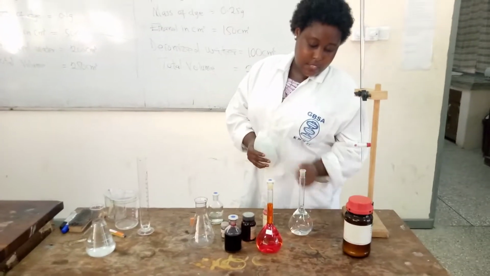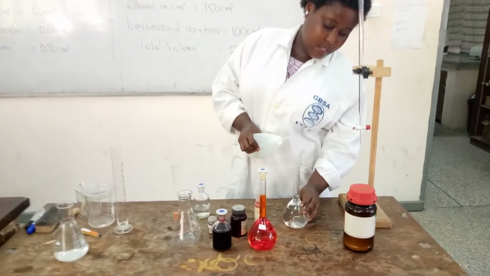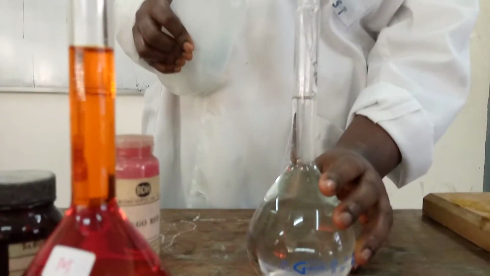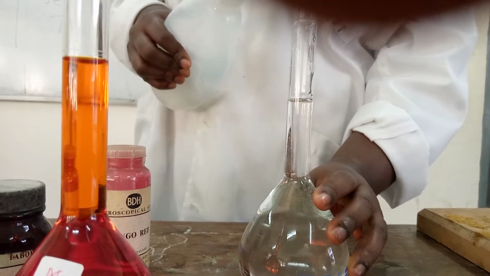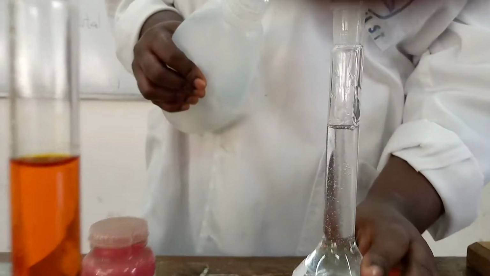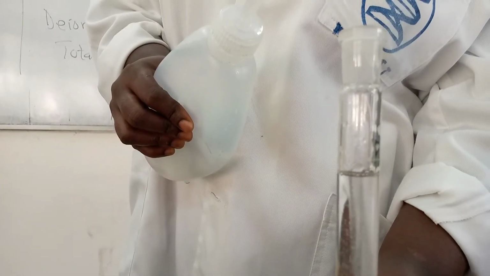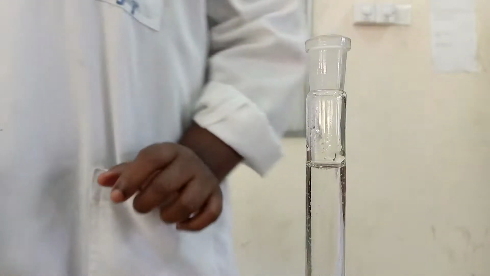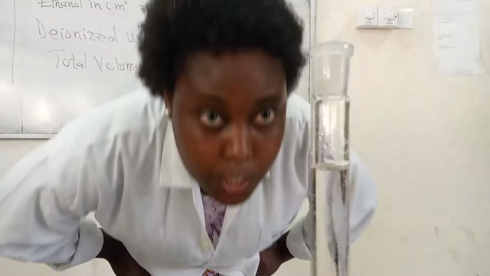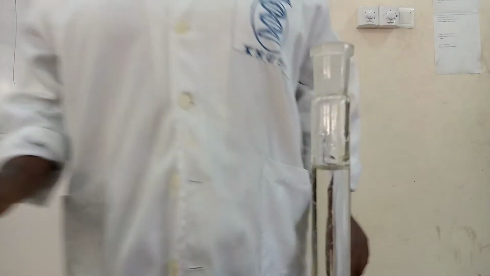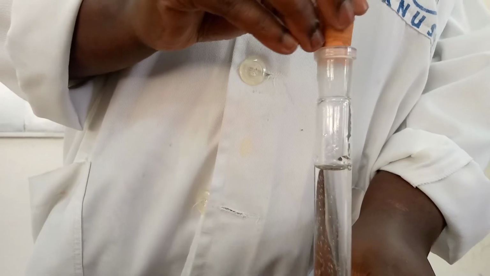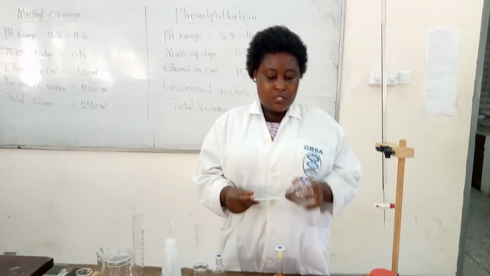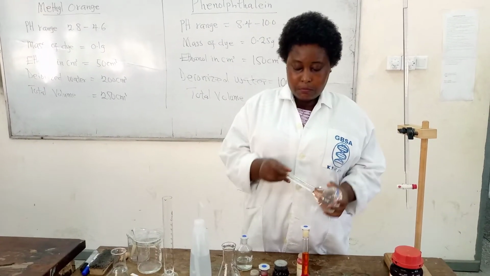The camera will get closer. As you are pouring, you have to check so that it doesn't exceed the meniscus. So I will bend and check. Yes, it's on the meniscus. So I'll cover it nicely and shake so that everything will mix.